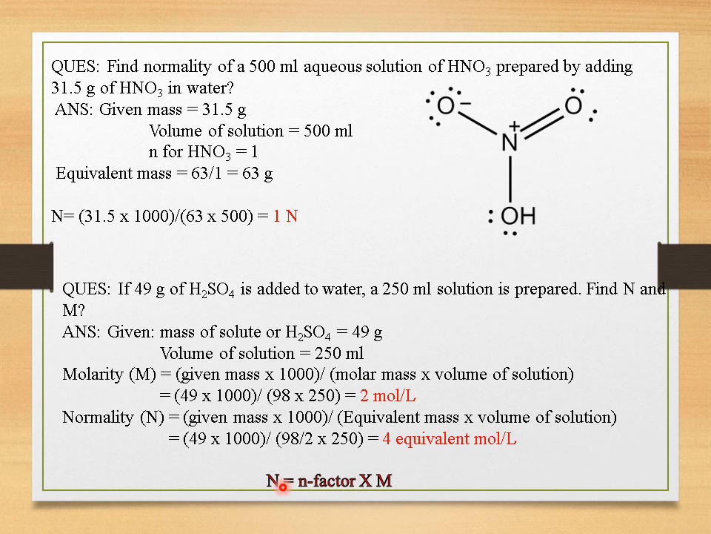For a normal solution, directly, you don't need to use these two lines. After finding out the molarity, you just need to find out the N factor for H2SO4 and multiply that with your molarity, and you will get the normality. So this is the shortcut for finding the normality if you know the N factor and molarity.